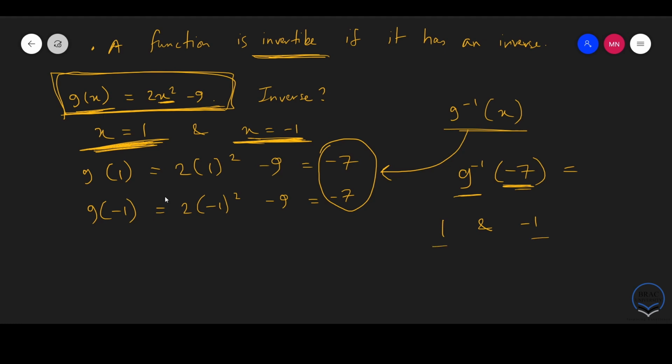But we know that an input cannot give us multiple outputs. That defies the definition of a function. So in that case, we cannot have this inverse function. And g of x is many-to-one. It's a many-to-one function.